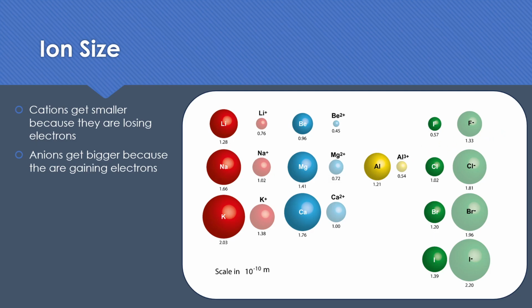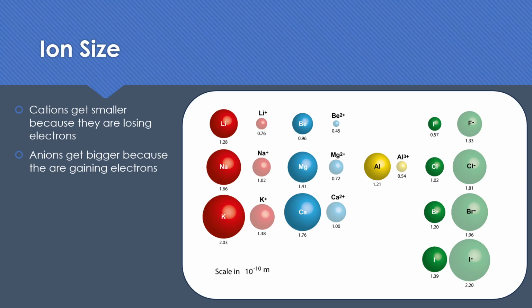And the degree to which they get larger or smaller depends on the size of the charge. So +1 is bigger than +2 is bigger than +3. So +3 is going to be your tiniest, then +2, then +1, then -1. Then -2 will be bigger, then -3 will be the biggest. Okay, so that's the trend for ion size.